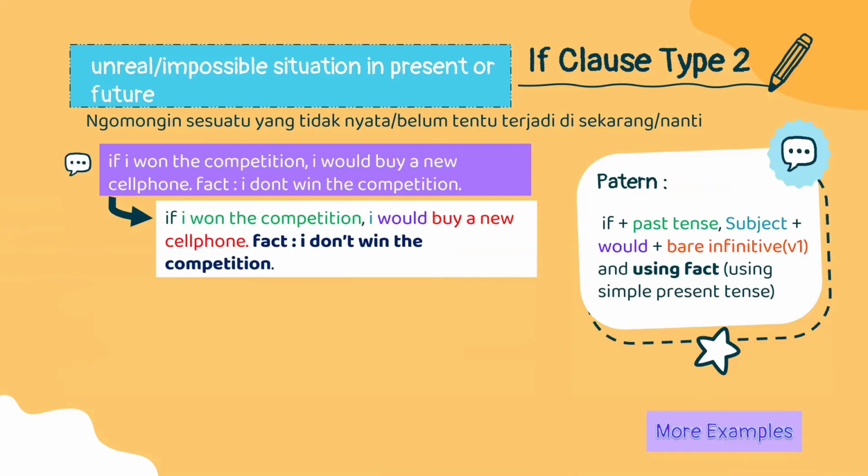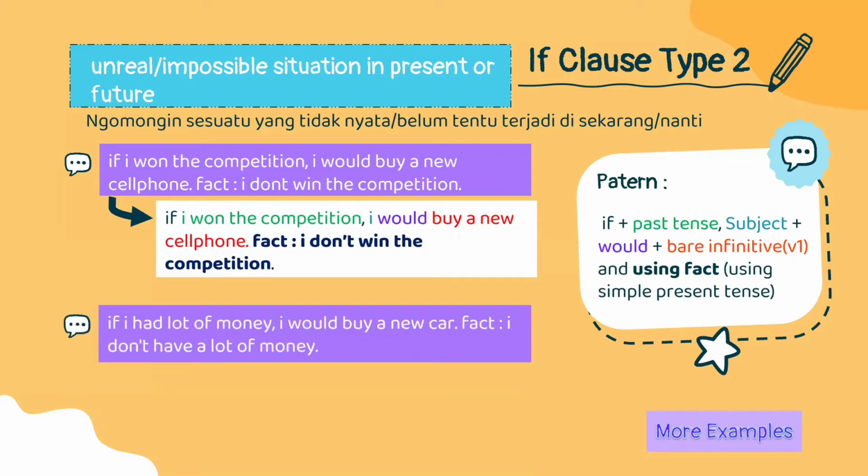If is if, I won the competition is past tense, I is subject, would is would, buy a new cell phone is bare infinitive verb 1, and using fact, I don't win the competition. Jika aku memenangkan kompetisi, aku akan membeli HP baru. Tapi faktanya, aku tidak memenangkan kompetisi itu. Example again, if I had a lot of money, I would buy a new car. Fact, I don't have a lot of money.